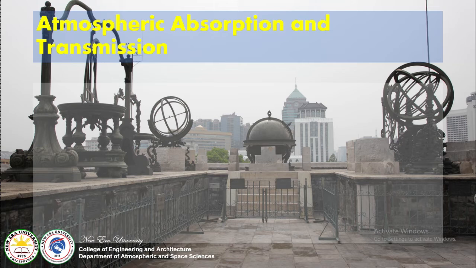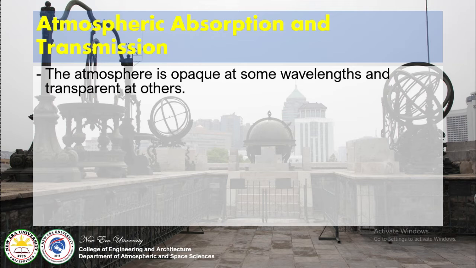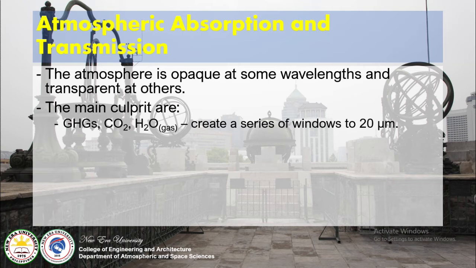Now, the atmosphere is opaque at some wavelengths and transparent at others. As you can see in our graph, in the radio waves it is completely transparent. So what are the main culprits that affect these conditions? First is the greenhouse gases, carbon dioxide and water vapor. So it creates a series of windows up to 20 micrometers. It means that if these particles or molecules are present, we can only see some of the windows up to 20 micrometers. So in short, if we don't have these greenhouse gases, carbon dioxide and water vapor, we can observe these up to 20 micrometers.